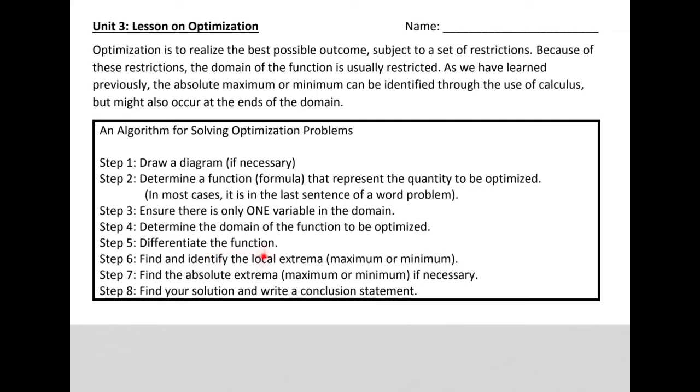After you differentiate it, you let your first derivative equal 0 to find the critical points. And then you have to determine and identify the maximum and minimum at each critical point. And then you have to check with your endpoints to see the absolute maximum and minimum in order for you to have a conclusion.